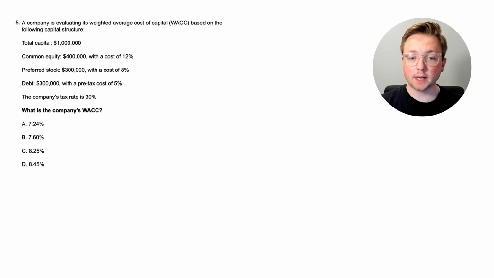A company is evaluating its weighted average cost of capital based on the following capital structure. They have total capital of $1 million, common equity of $400,000 with a cost of 12%, preferred stock $300,000 with a cost of 8%, debt with $300,000 with a pre-tax cost of 5%, and the company's tax rate is 30%. So again, what is the company's weighted average cost of capital?